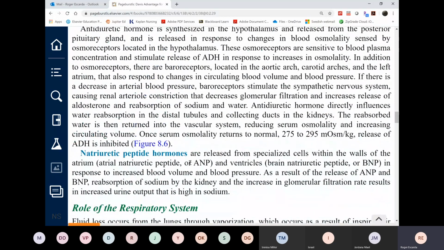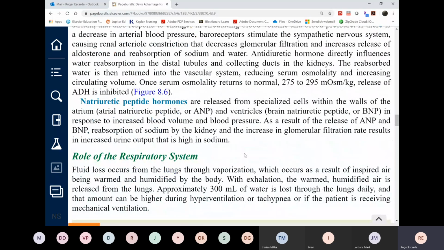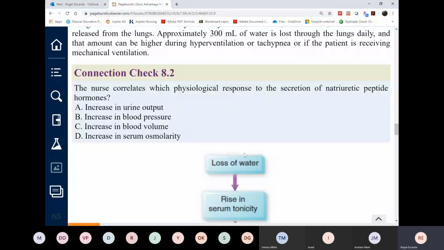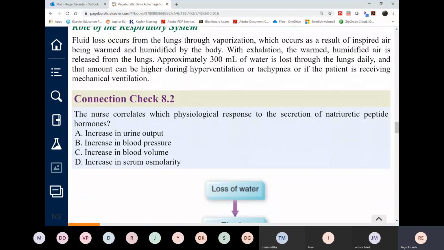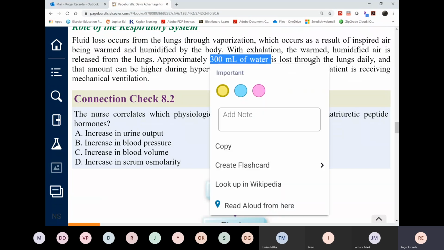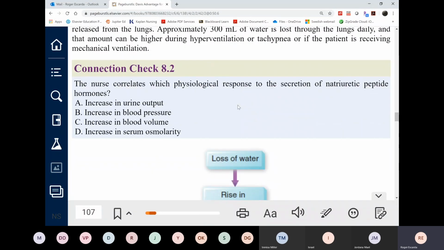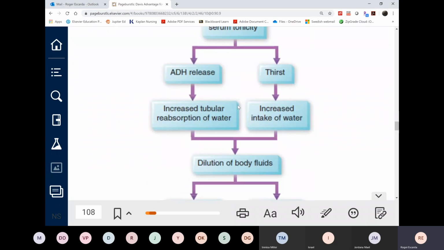Okay, we'll talk about BNP specifically when we get to heart failure again, because that is the other problem. You are in fluid overload in the case of heart failure. So we have the respiratory system. We know that this also participates in water excretion. So we lose that much water every day through breathing and talking.